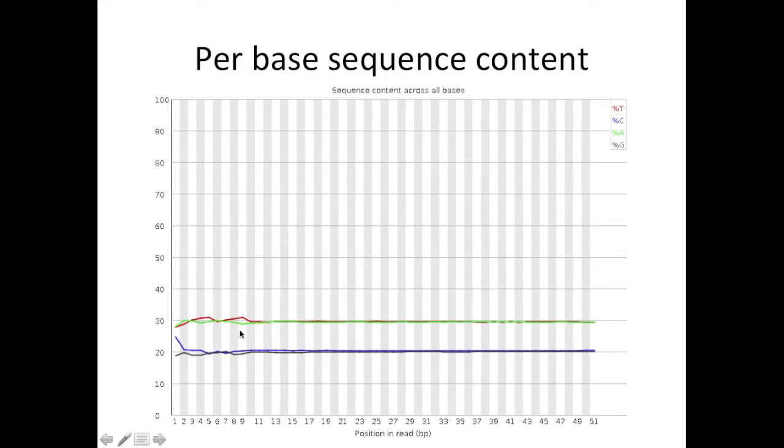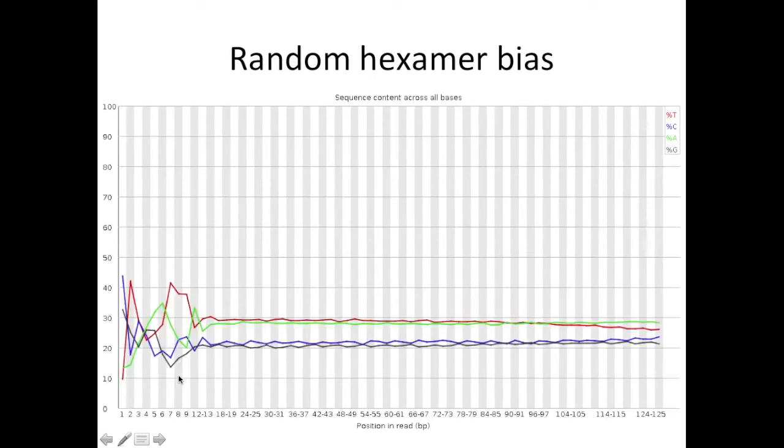However, you can see some waviness at the beginning of the read, and that can be due to bias. In this case, this is an example of random hexamer bias. If you use random hexamers in your RT reaction in order to produce cDNA, you will see at the very first about 10 base pairs of your read a bias for different hexamers, which will be represented.